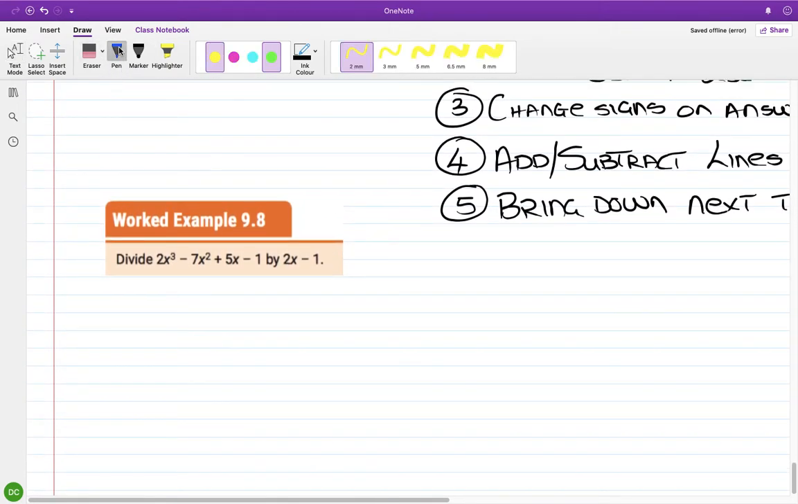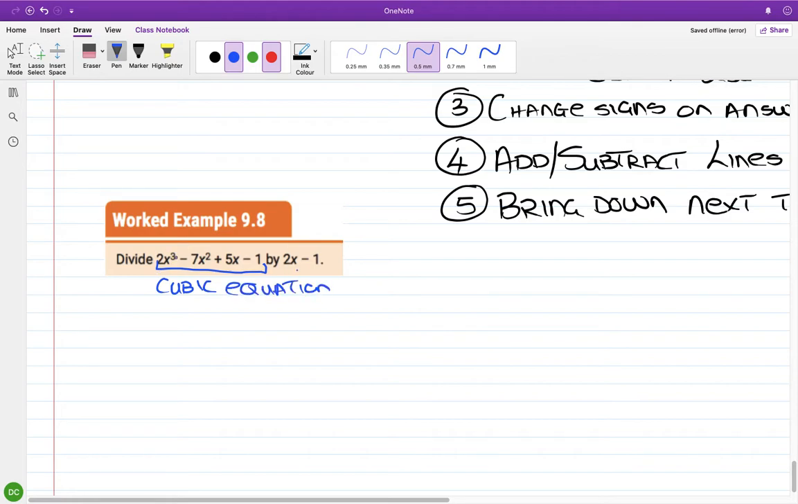Okay, so we'll go through this one. I'm not going to write down all the steps this time, but we'll look back up. So this is what I'm dividing here, and if you see it has a squared, but it also has a cubed, so that makes it a cubic equation. Okay, it's a cubic equation. So for those ones you have to use the division method. So I have 2x minus 1 on the outside, and then on the inside, I have 2x cubed minus 7x squared plus 5x minus 1.